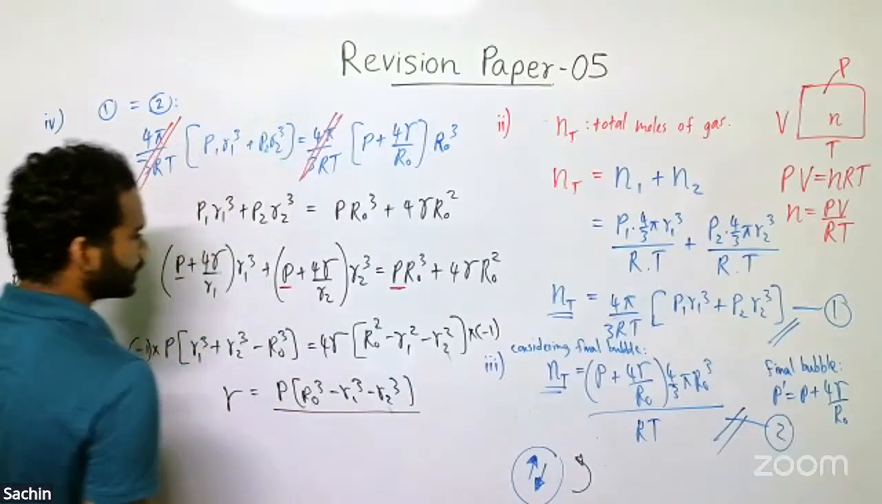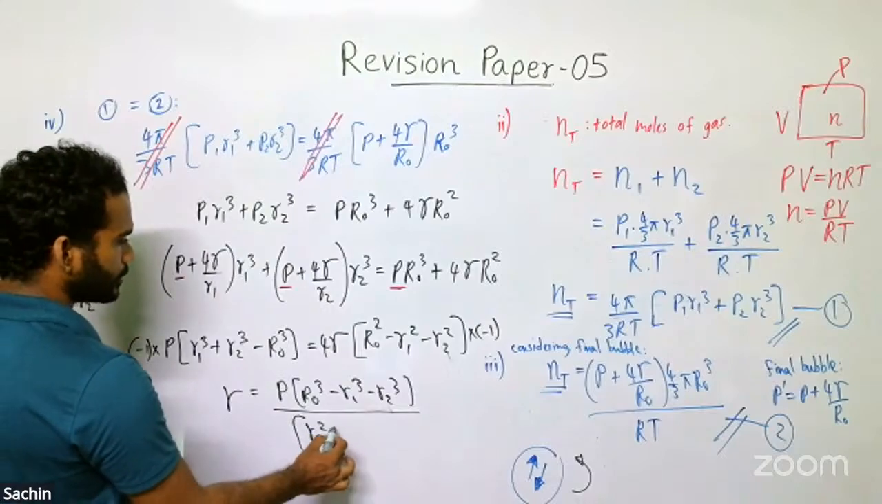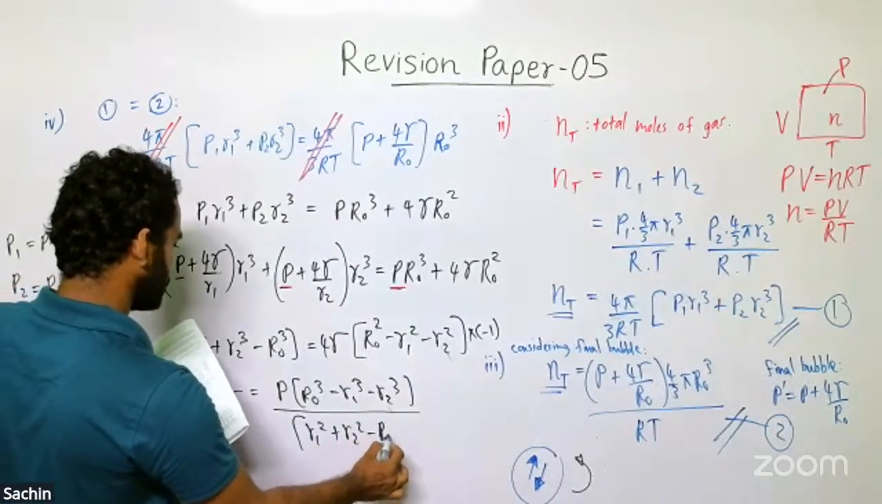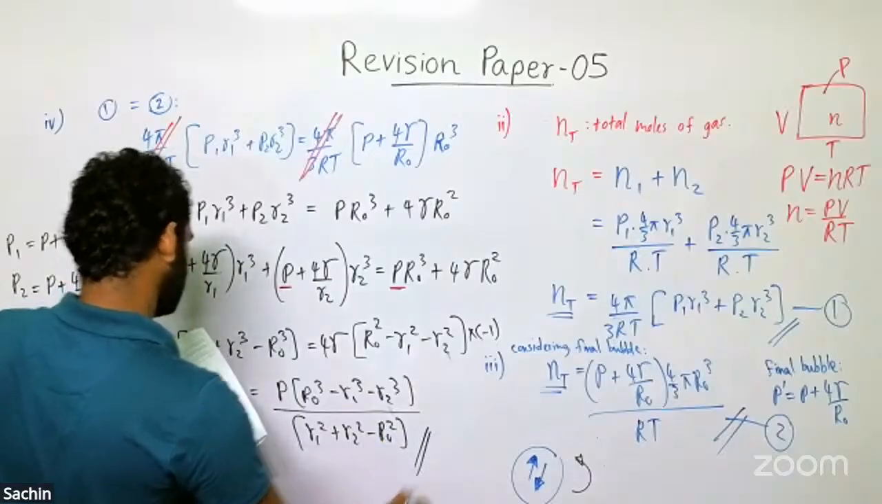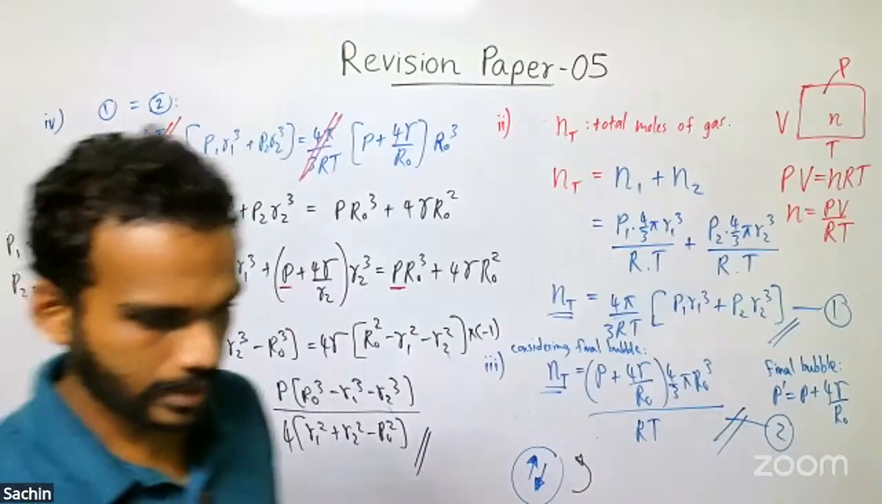So I just multiplied with the negative sign. Here r1 squared plus r2 squared minus r0 squared. And there's a 4. So the final answer is taken.